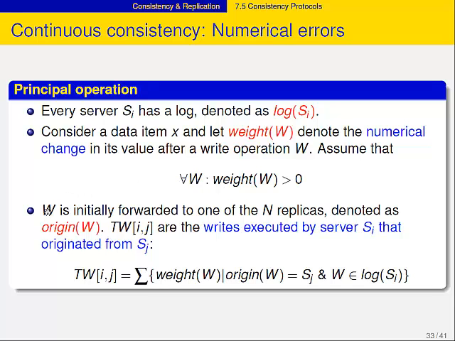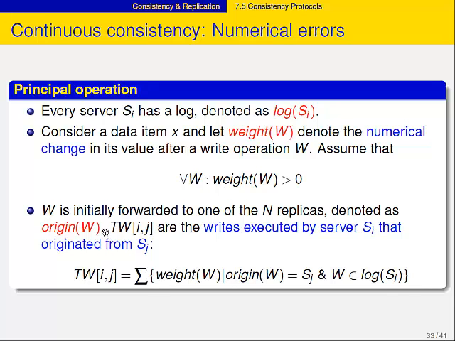We have a write W that is initially forwarded to one of the N replicas. By that I mean there's a client who's going to do an update and will contact one of the replica servers and say, hey, I want this thing to be updated. And it does a write operation. And the replica server that's being contacted for that write operation is called the origin. Okay?